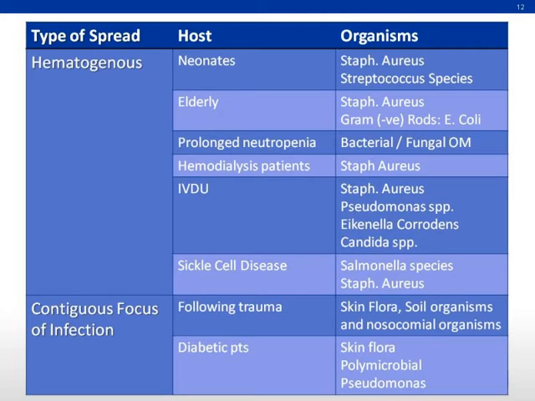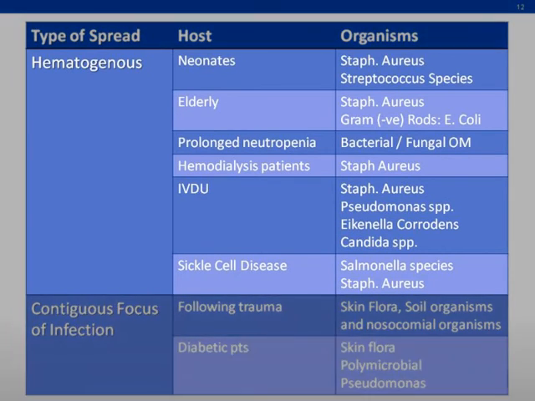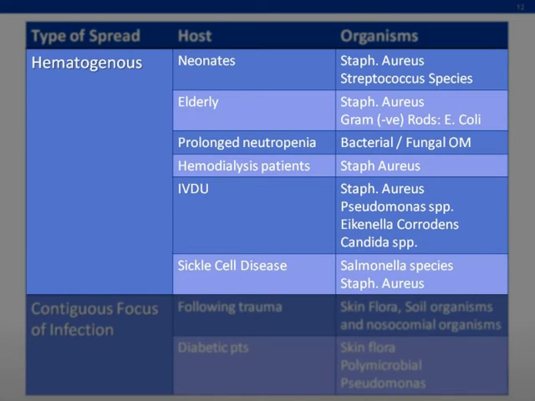For hematogenously spread osteomyelitis, in neonates, Staph aureus and Streptococcus species are reported. In the elderly, again, Staph aureus is the most common organism causing hematogenously spread osteomyelitis, and sometimes the gram-negative rods like E. coli may cause such infections. For patients with prolonged neutropenia, think about bacterial infections as well as fungal osteomyelitis. For hemodialysis patients, Staph aureus is by far the most common.